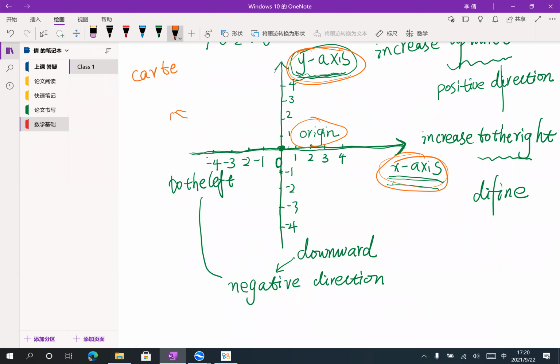Ma'am, why is the y-axis negative below 0? We divided this, okay? No reason. This is only a definition, so there is no reason why behind the 0 are the negative numbers.